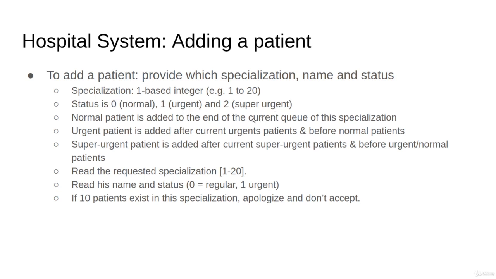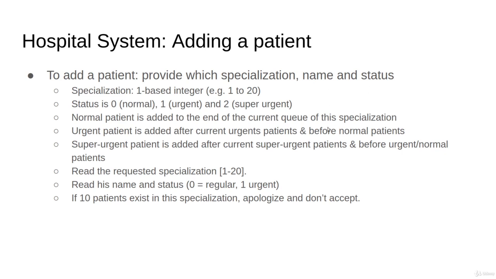Here are the rules. If the patient is normal, we just add him to the end of the current queue of this specialization. If the person is an urgent patient, like someone who has a broken arm, then we add him after the current urgent patients, but before the normal patients. So he has more priority than the normal patients, but among the urgent patients, he is at the end of them. If the person is a super urgent patient, someone who might die, we put him after the current super urgent patients, but he is still before the urgent patients and the normal patients.